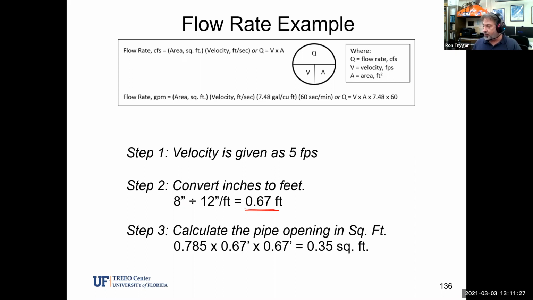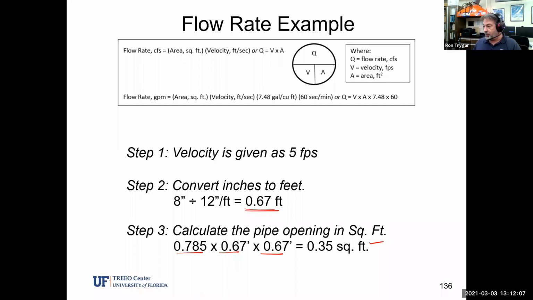And now we're going to calculate the actual opening of the pipe itself, what's called the cross-sectional area. It's going to be the circular formula. So it's 0.785, area of a circle, times diameter times diameter. Let's make sure that we got what's showing here. I got 0.785 times 0.67 times 0.67. And I do have 0.352 square feet, and this shows 0.35 square feet. So I think that's pretty good. That checks out. So that's the opening of the pipe.